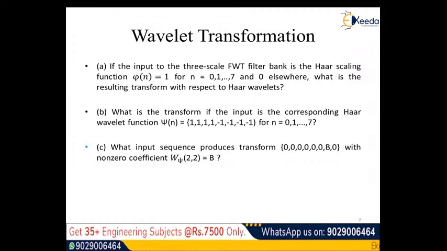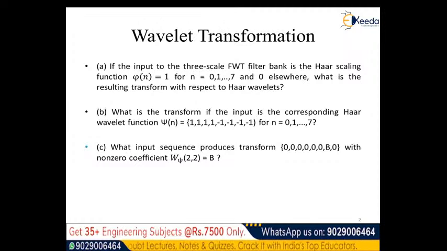And the last part is: what input sequence produces the transform that is already provided in the statement? We have the first 6 samples of the transform equal to 0, the seventh one equal to capital B, and the last one denoted by 0. This is with the non-zero coefficient denoted capital W suffix i as a function of 2 comma 2, that is equal to capital B here.